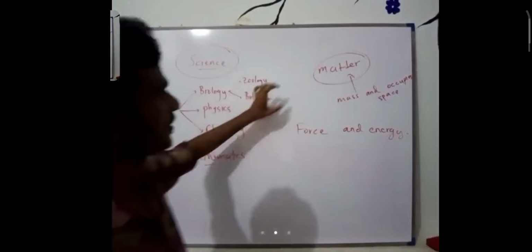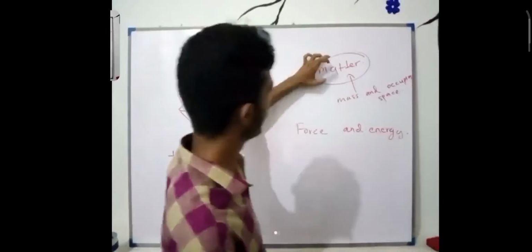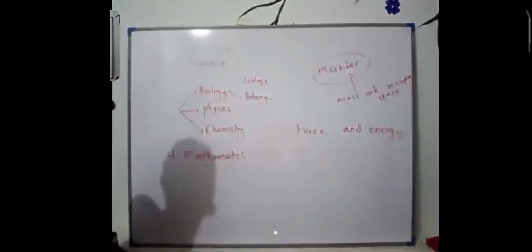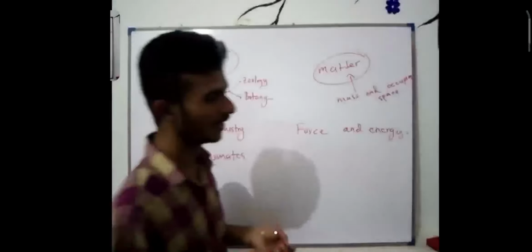Now, chemistry is the study about matter. Matter is anything that has mass and occupies space. So this is the basic definition of matter. Now tell me, what is mathematics? What is mathematics?